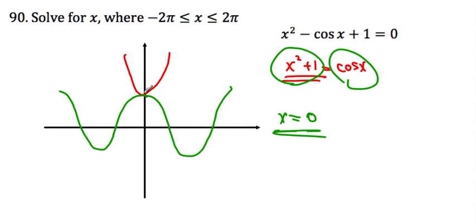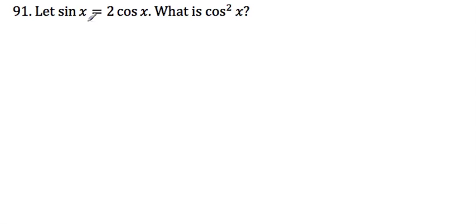Number 91. Sine of x is equal to 2 cosine of x. Then what is cosine squared of x? There are many different ways of approaching this one, but notice the sine x and cosine x are on the same sides. So if I were to divide both sides by cosine of x, then we get tangent of x.